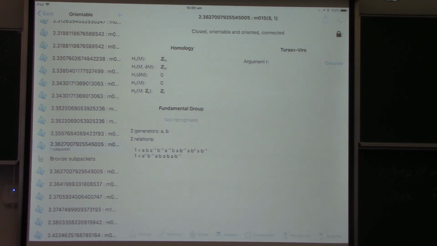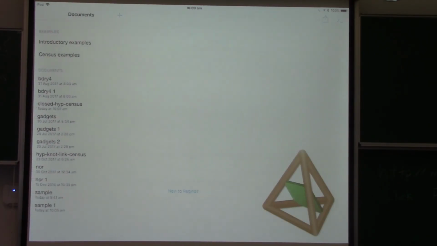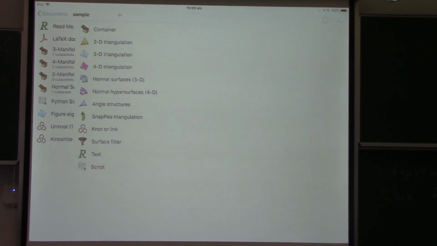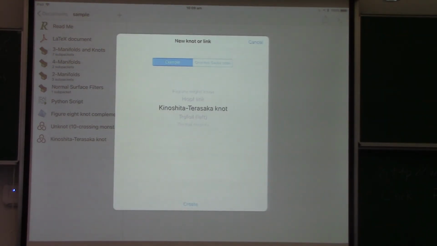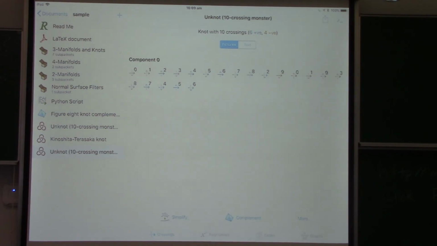All right, I want to just finish in my last minute with something with knots and links. So let's go back to an example list. Let's build an example. Let's take the monster. This is a 10 crossing knot, which is hard to untangle. Let's simplify it. Okay, so that simplifies. It's 10 crossings. What's so hard about 10 crossings?